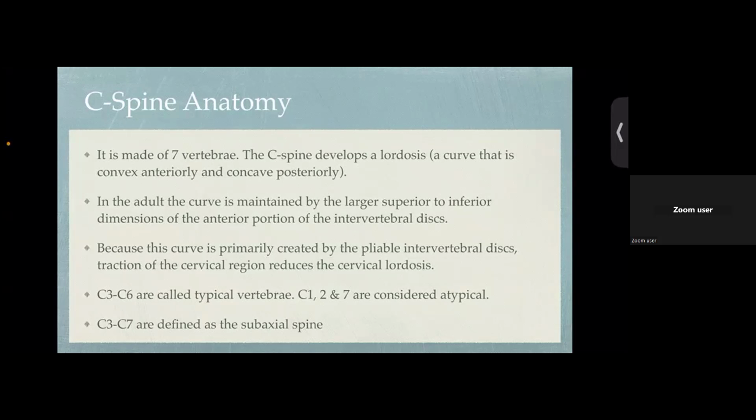So the vertebrae are actually split into typical vertebrae, that's C3 to C6, and the remaining 3 are considered the atypical vertebrae, C1, C2, and C7. And the vertebrae C3 to C7 are called the subaxial spine.